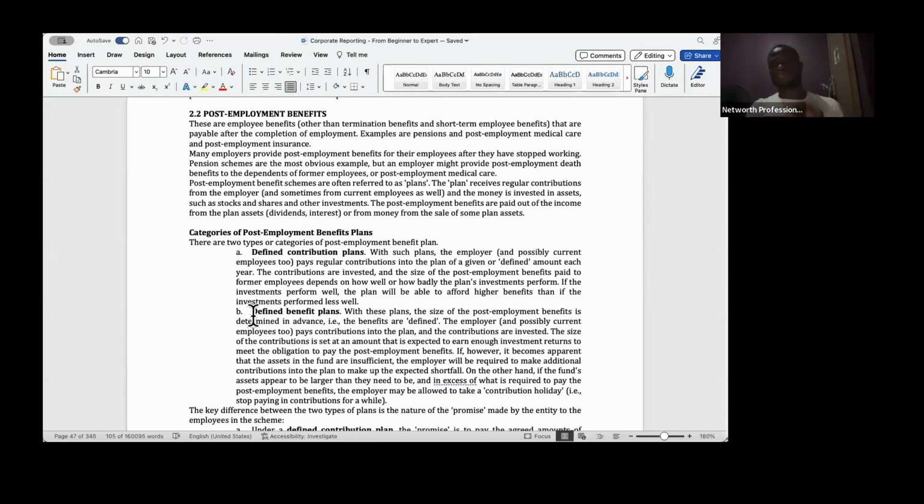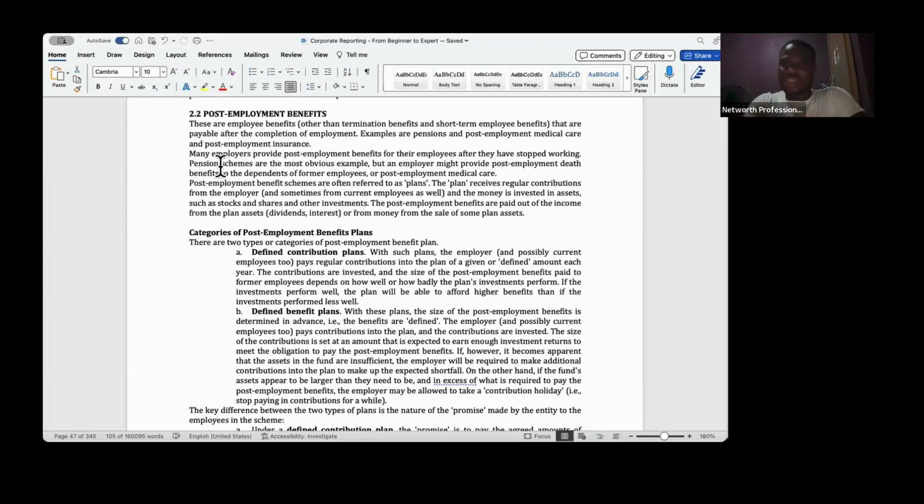Now we are moving to post-employment benefits. This is what will take most of our time. We're going to spend the remaining 30 minutes we have for today on it, and also next week, we'll round it up. But before I move on, do you have any question on short-term? Okay, so let's move to post-employment benefits.